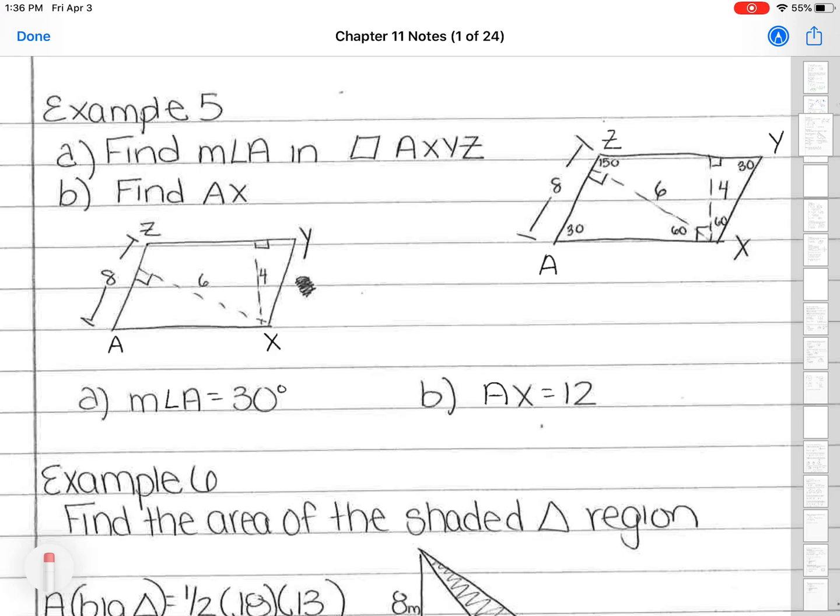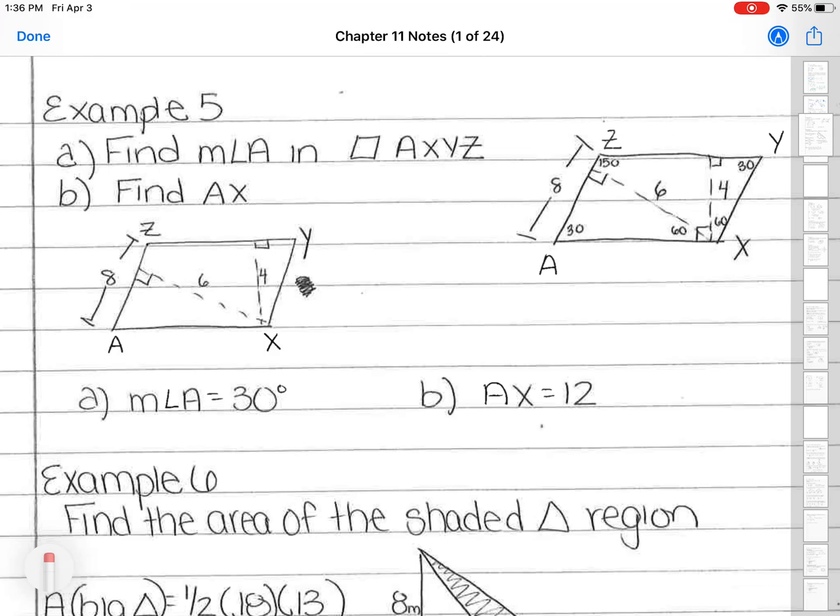All right, number 5. Let's see which one. There's a little bit more going on here then. All right, so we have: find the measure of angle A in parallelogram AXYZ, and then we have to find AX. Okay, so there are multiple things that we're looking for here.